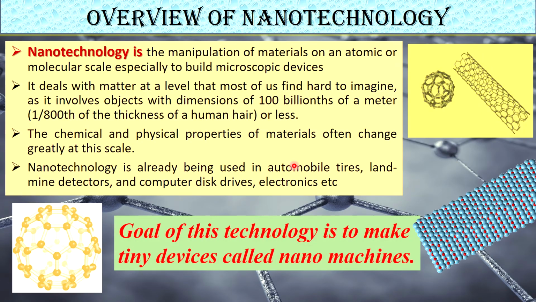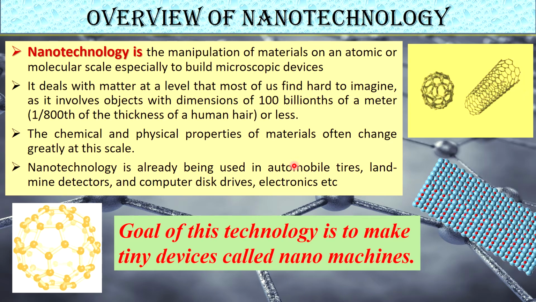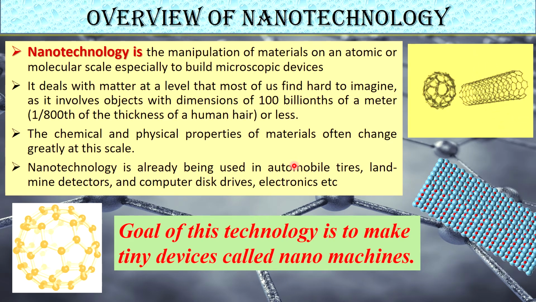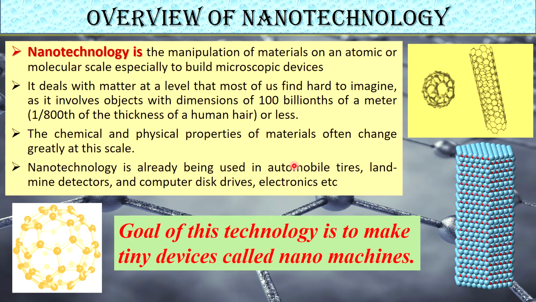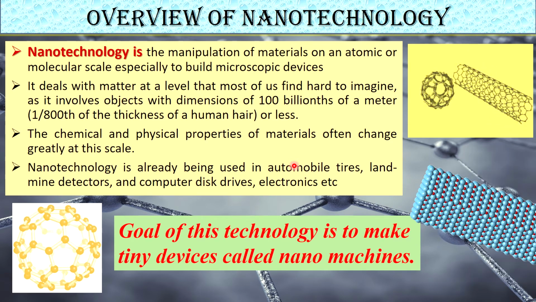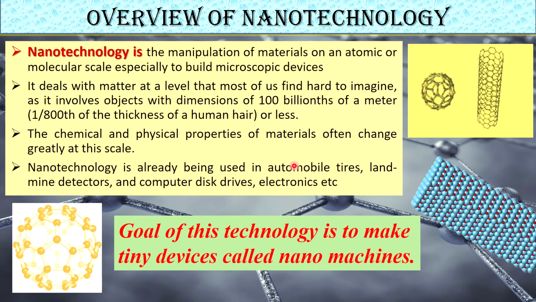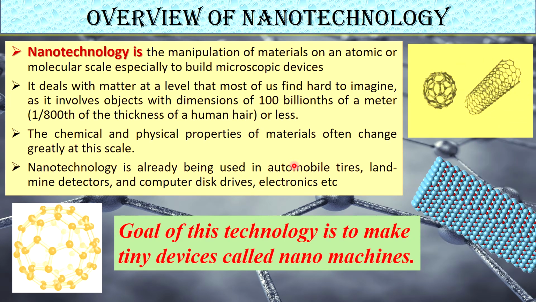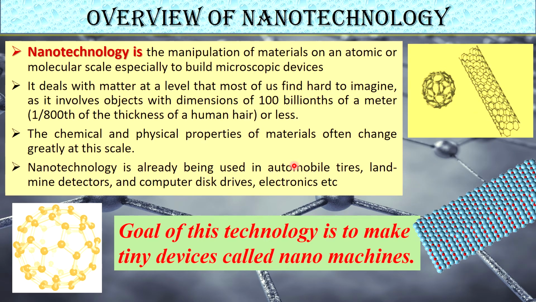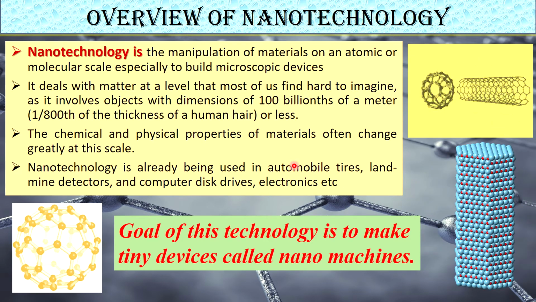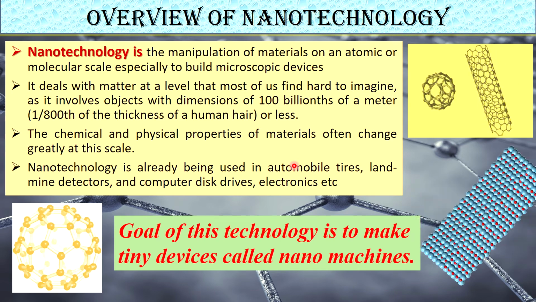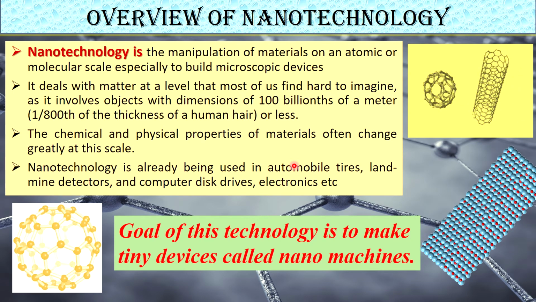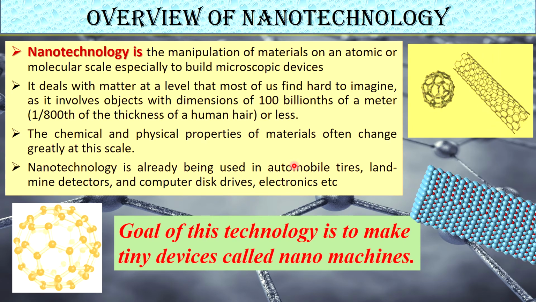Now let's try to understand what is nanoscience and nanotechnology. We all know that in today's world, nanotechnology plays a vital role. From home to industry, this small but big technology has been used. So nanotechnology can be defined as the manipulation of matter on an atomic or molecular scale. It deals with matter at a level that most of us find hard to imagine, as it involves objects with dimensions of 100 billionths of a meter, that is 1/800 of the thickness of a human hair or even less.